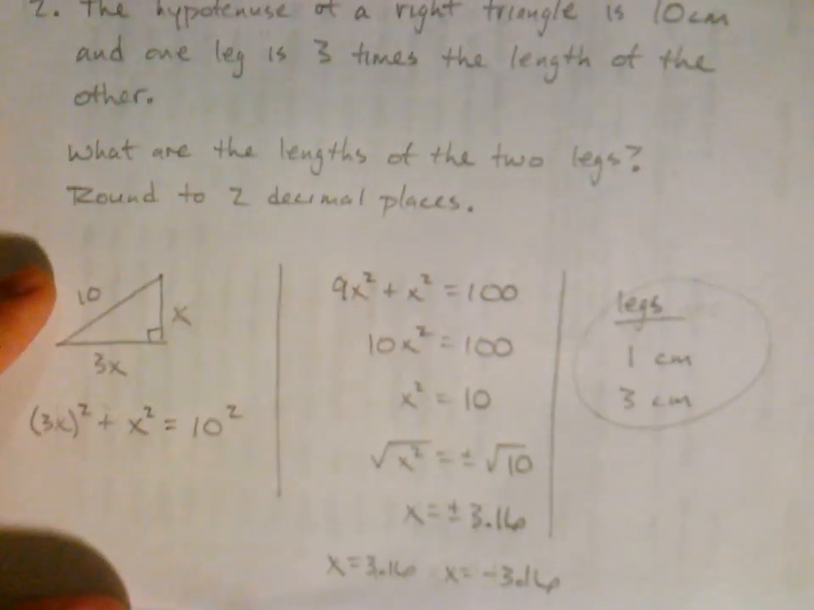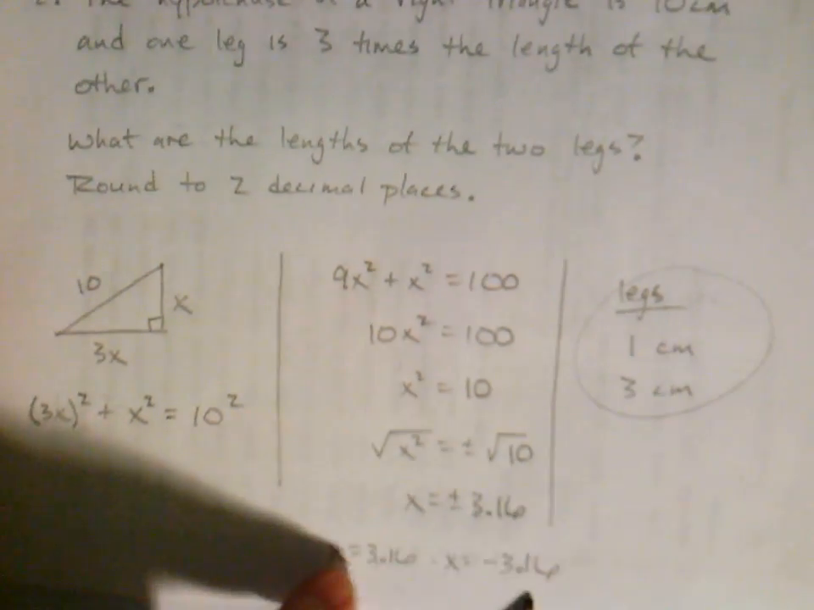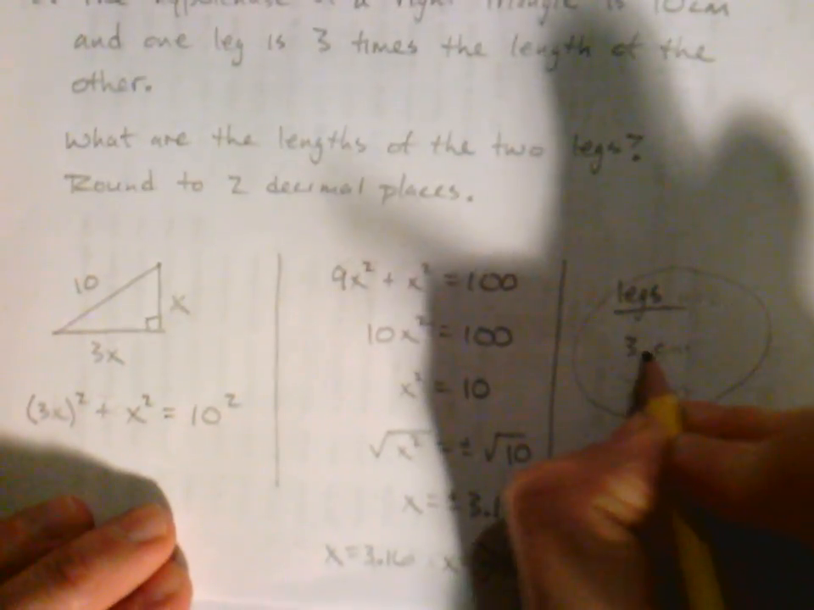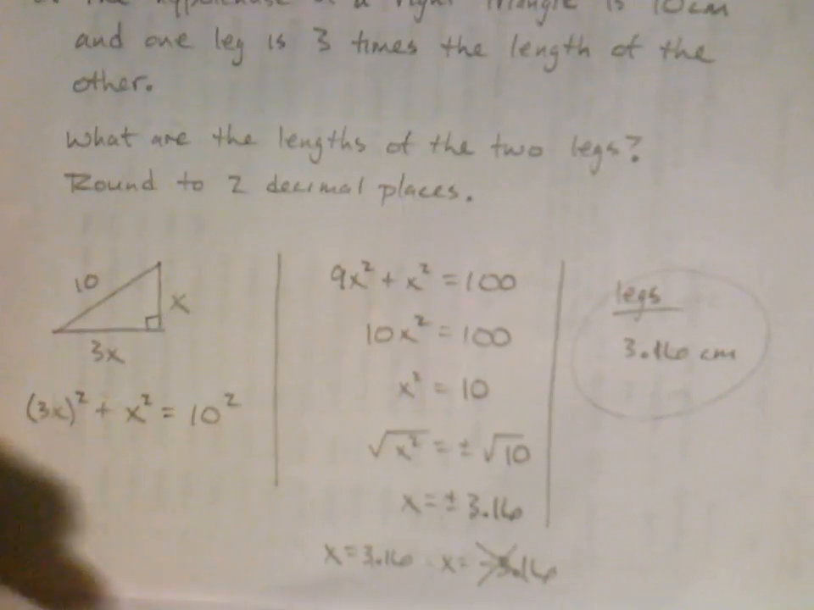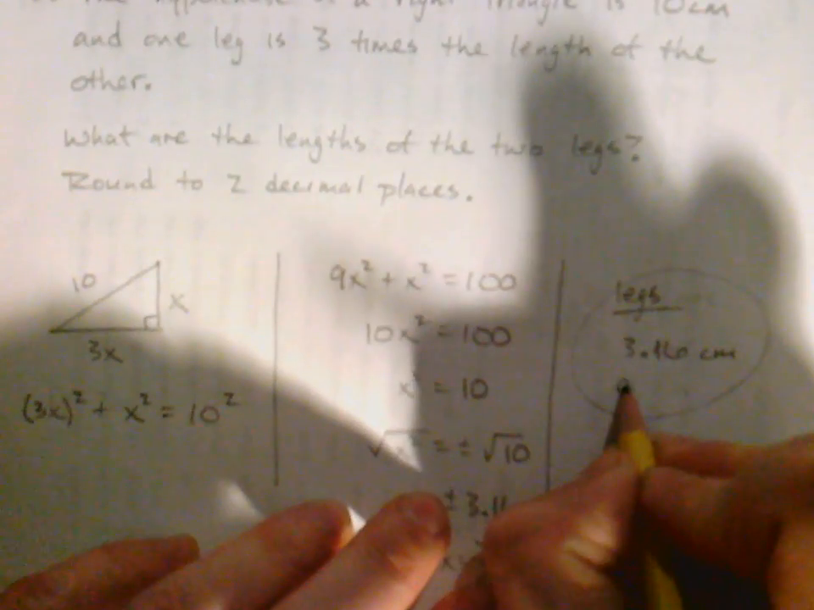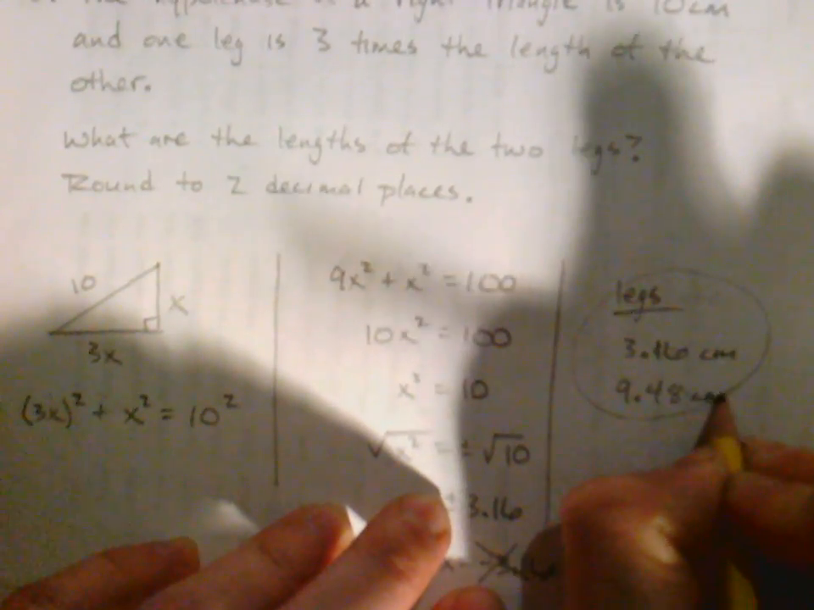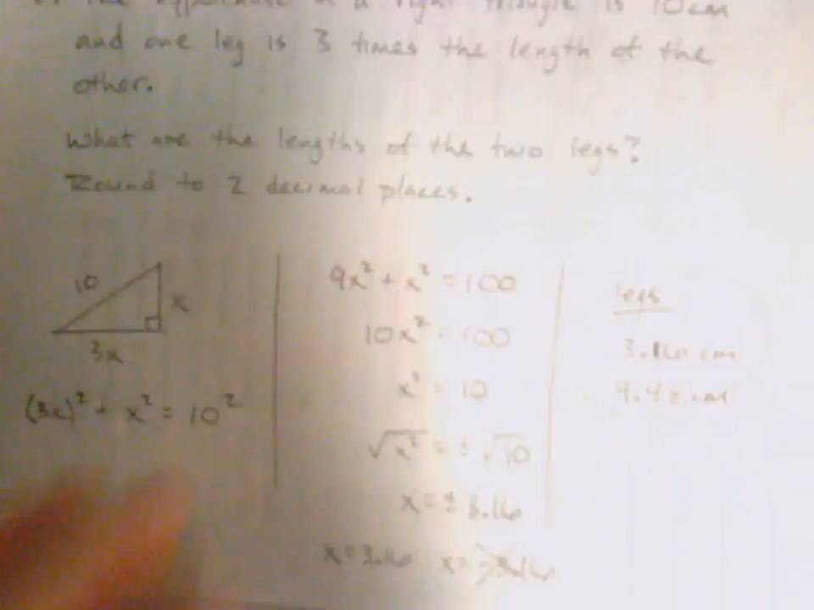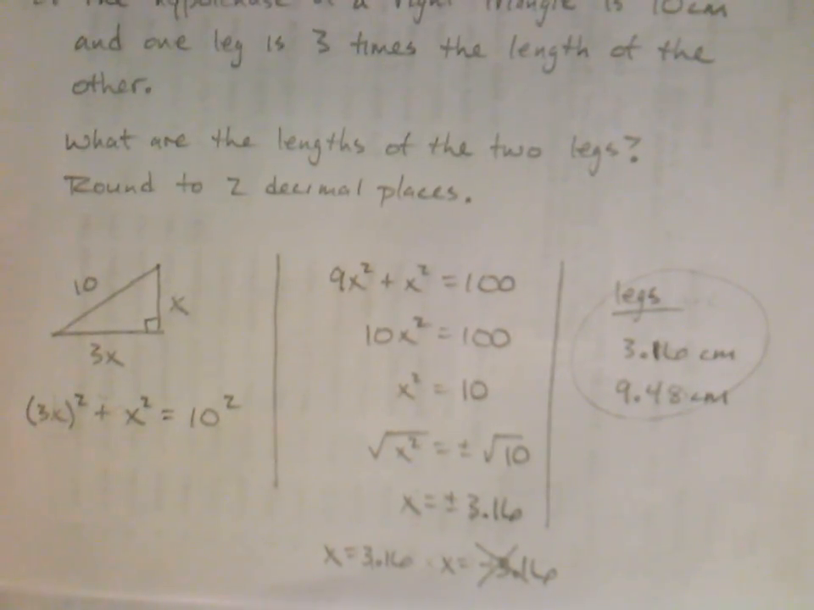Of course, only one answer. We just want the positive side. We're talking about the length of a triangle. So one of the legs will be 3.16 centimeters. And the other will be 9.48 centimeters if we round to 2 places. Okay, well hopefully you did better than I did, and you got that one right.